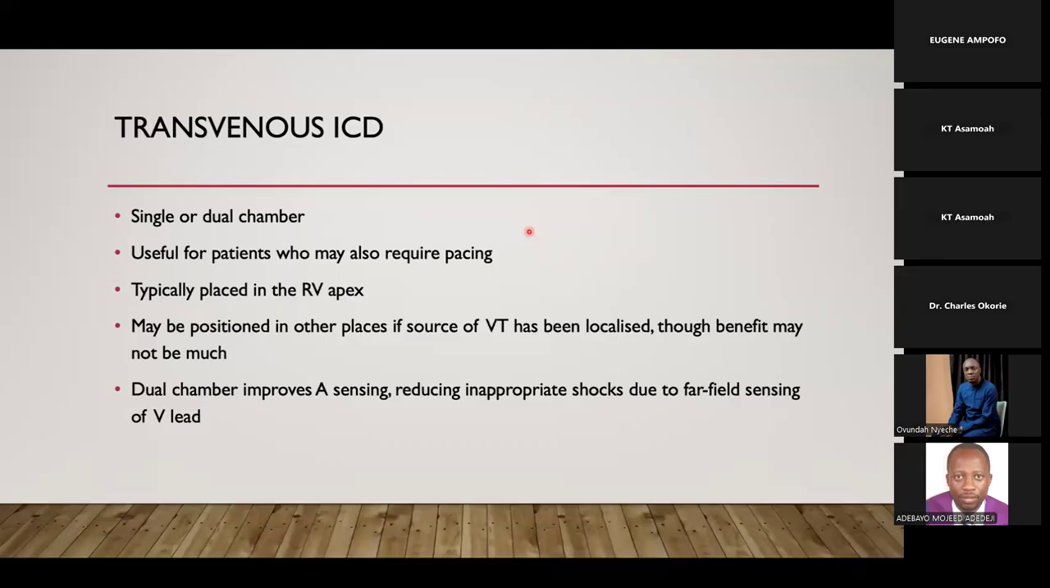For example, if you're able to localize the ventricular tachycardia to the RVOT, then there's the possibility of putting the ICD lead in the RVOT and delivering the shock there for maximum benefit. However, it can still be put in the RV apex and will still be able to control it. I may do so at a higher energy, but then it's still effective. So it's not really necessary to go and put it in different places. And as I explained already, the dual chamber improves atrial sensing.